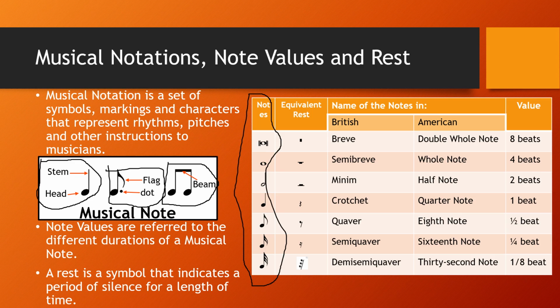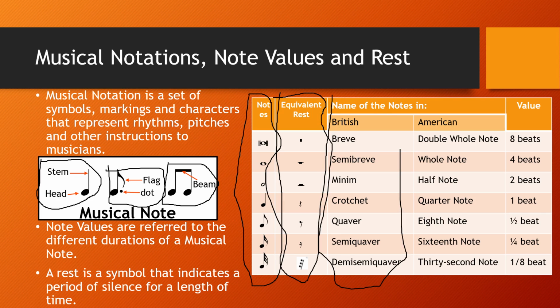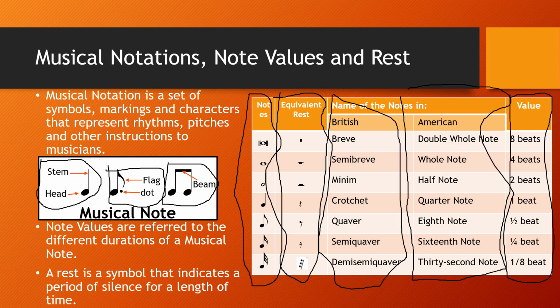These are some notes with their rest equivalent, their British names, their American names, and value. Take for instance, the first one is called a breve. In America, it's called a double whole note, while the value is 8 beats. The equivalent rest is the double whole rest, and so on.